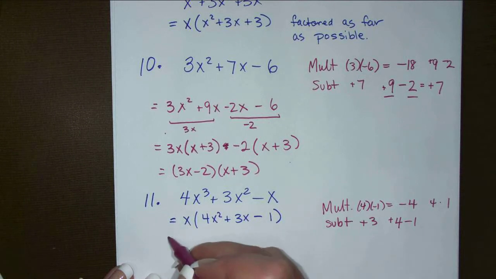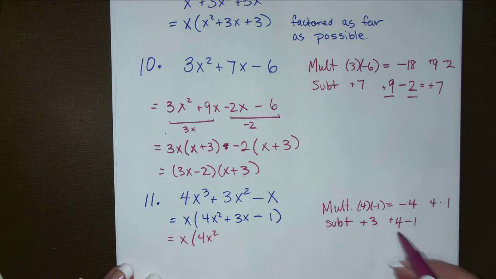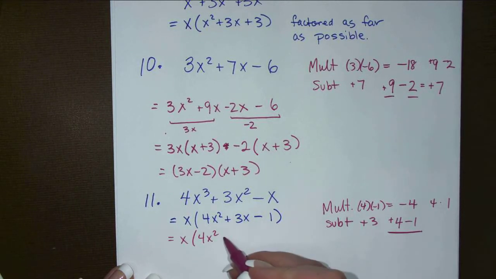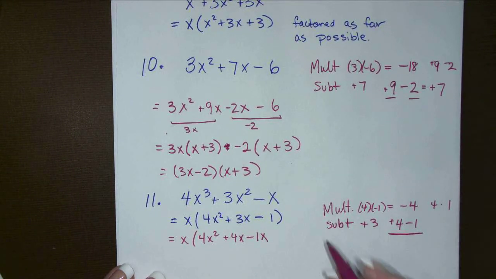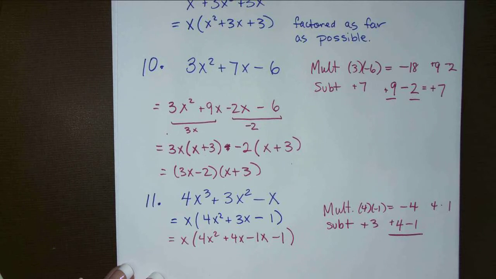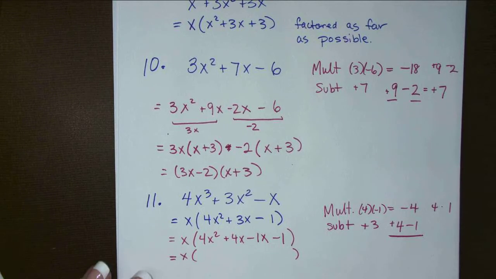So we would rewrite this 4x squared. Instead of plus 3x, we're going to say 4x minus 1x. And you don't need the 1 there. I still have the x in front, although you could do it off to the side and then bring it back in, but I like to just keep writing it if it's not too long. All right, so here we go. I'm going to do it in a different color.